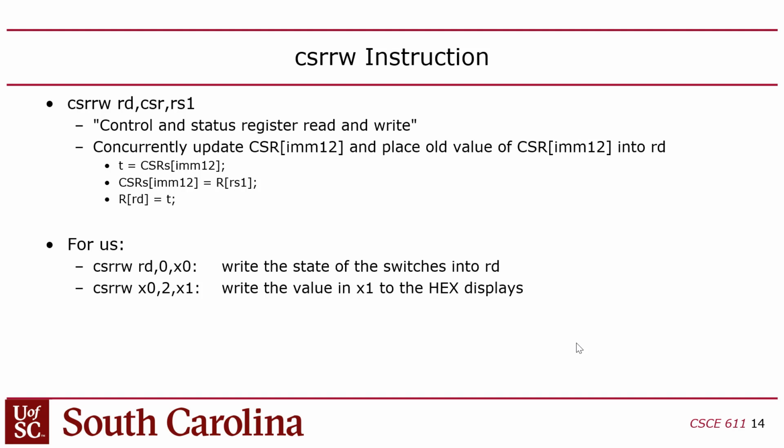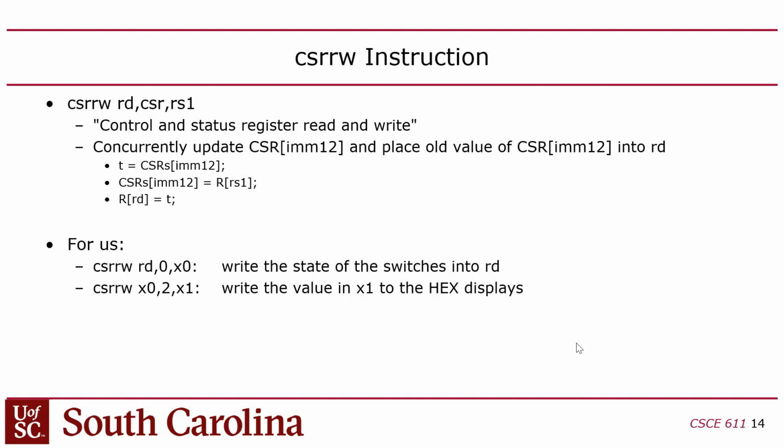Because if you're reading the switch values, you're going to put the switch values into a destination register, so that source register is a don't care, right? But if you want to send a value to the hex displays, then the source register would be the register whose contents you want to put out to the hex displays, right? And the RD would be a don't care. Does that make sense?